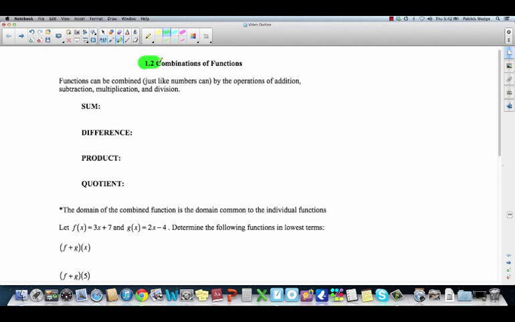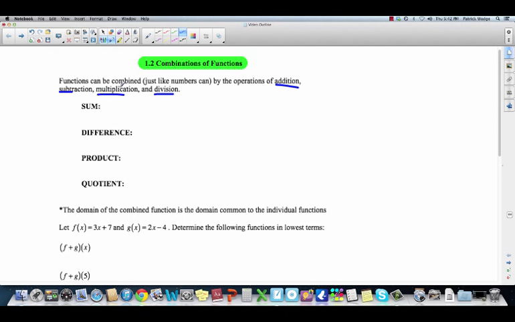Okay, 1.2 is on combinations of functions. You know how with numbers we can combine them by using different operations. And what we mean by operations are addition, subtraction, multiplication, and division, right? That's the way we can combine numbers. Well, it's actually the same thing with functions. You can also combine them by addition, subtraction, multiplication, and division.